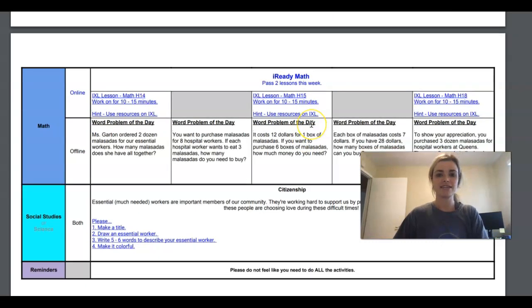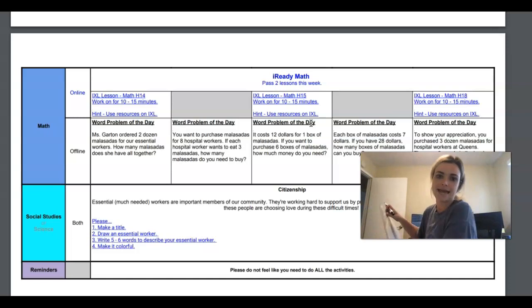Your word problem of the day is: it costs $12 for 1 box of malasadas. If you want to purchase 6 boxes of malasadas, how much money do you need? This is working with 12, so hopefully you remember the trick of what we can do with the 12s. A lot of the things that I've been seeing third graders doing is a lot of multiplication, but don't forget, if I don't remember, let's say I was working with 8s.